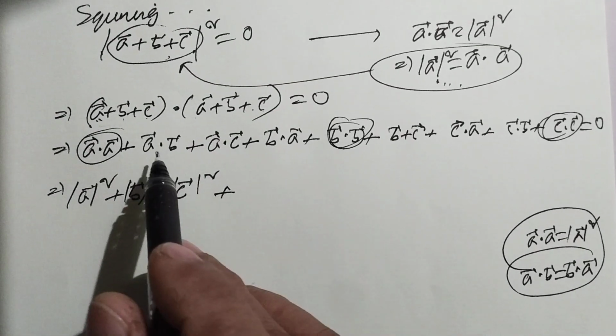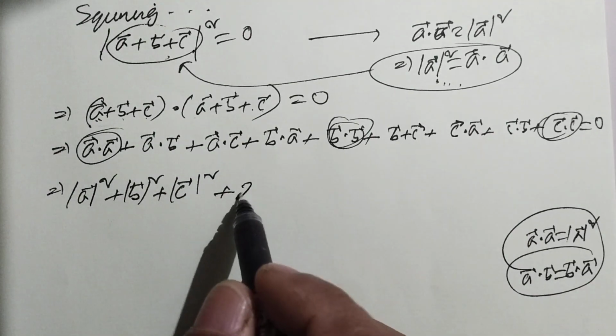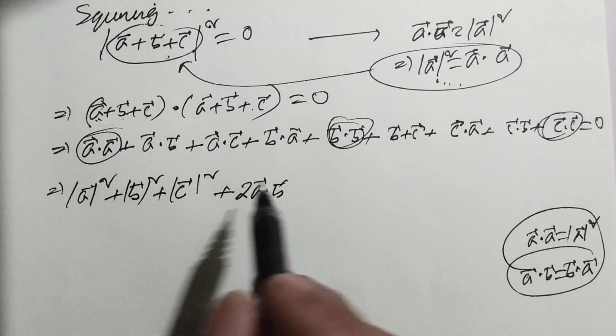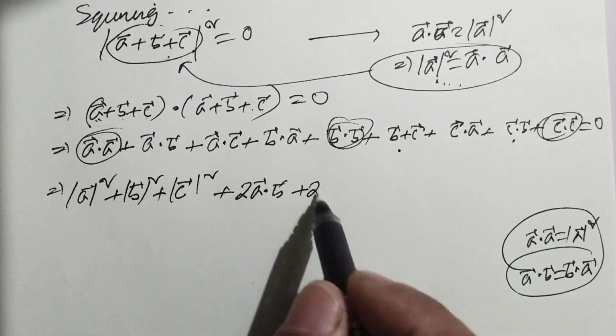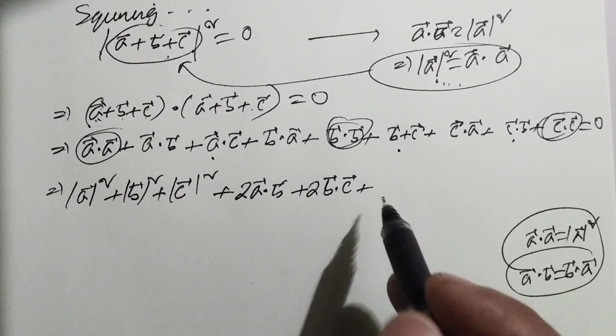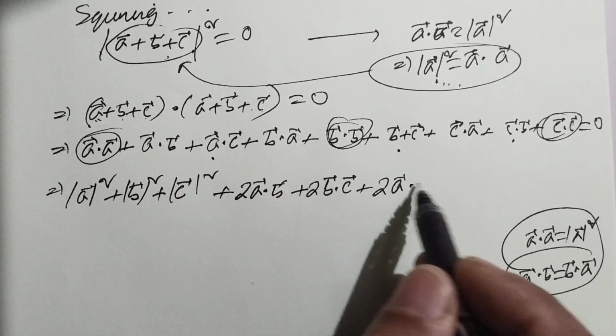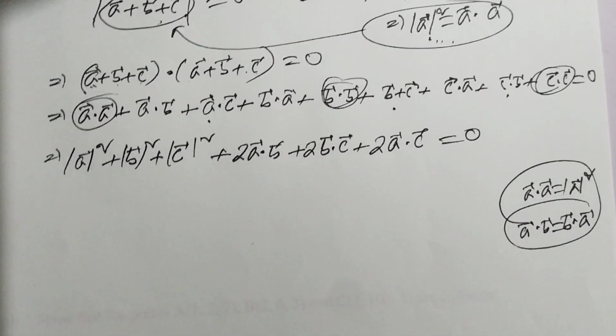Now what is remaining? You see AB and another BA same. AB and BA same, so I can write twice AB. Similarly, BC, CB twice, I can write twice B dot C. AC and AC is twice again, I can write twice A dot C. Right hand side is 0, left hand side all the terms I have written.